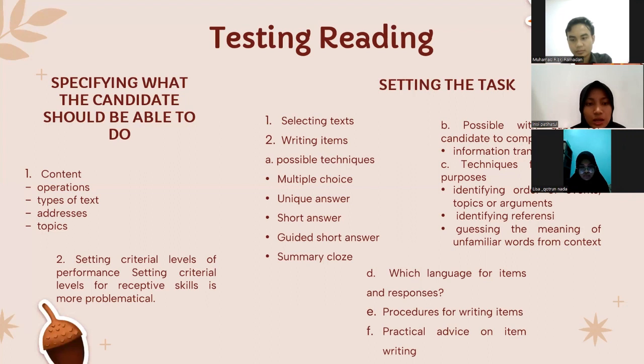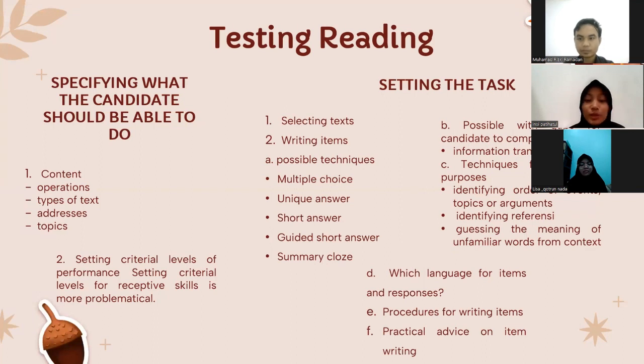And the third one of writing items is techniques for particular purposes. For that, there are 3 points. Identifying order of events, topics, or arguments. From that, the candidate can be required to number the events as follows in an example taken from the RSA. And the second one is identifying reference.